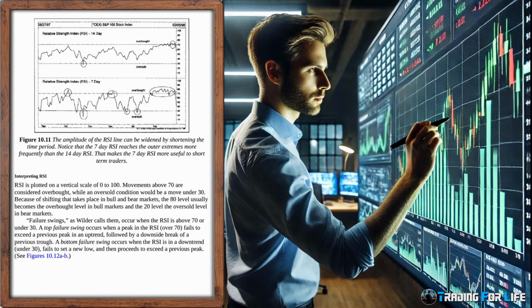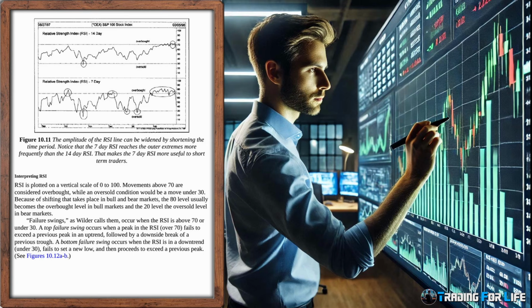Because of shifting that takes place in bull and bear markets, the 80 level usually becomes the overbought level in bull markets, and the 20 level the oversold level in bear markets. Failure swings, as Wilder calls them, occur when the RSI is above 70 or under 30. A top failure swing occurs when a peak in the RSI, over 70, fails to exceed a previous peak in an uptrend, followed by a downside break of a previous trough.